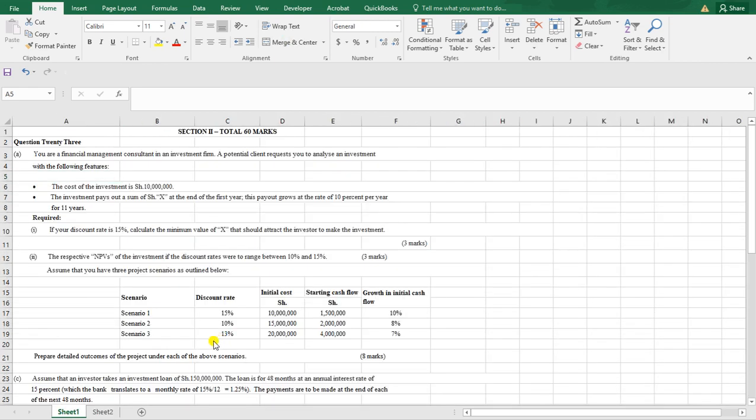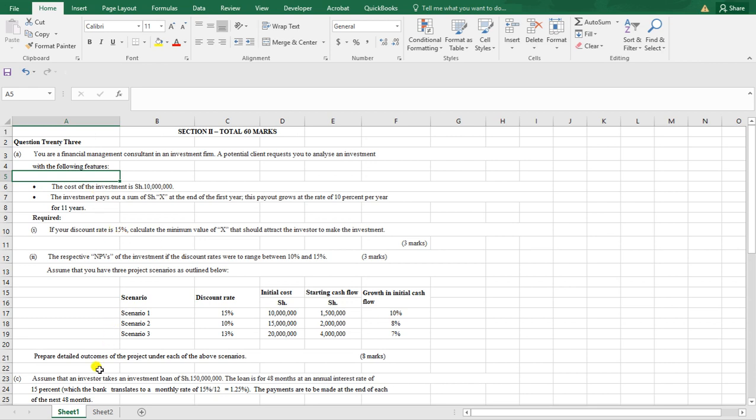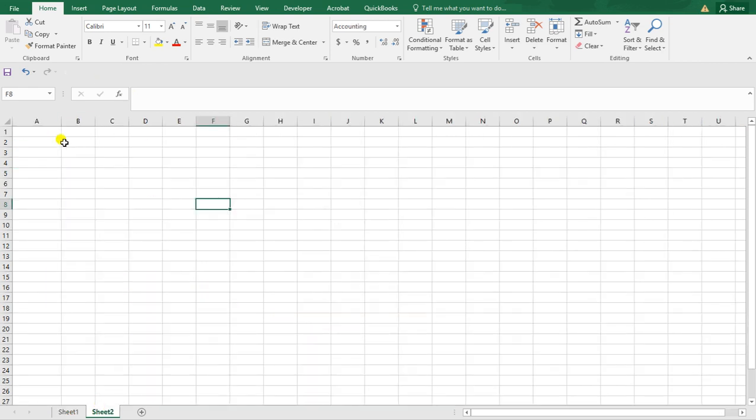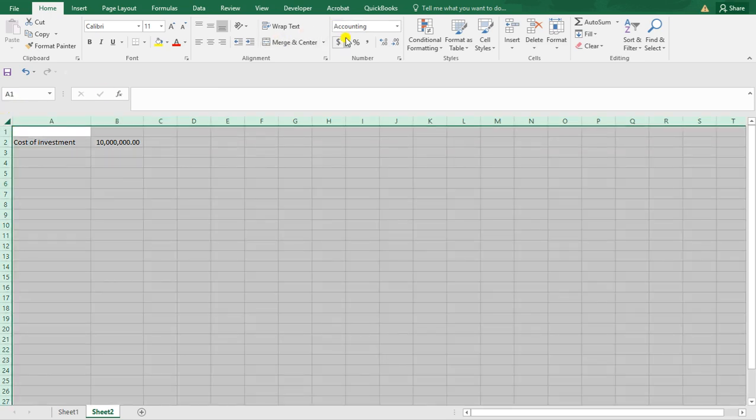So basically, I'm going to open a new sheet 2. Identifying our variables, first of all, we are having cost of investment, which is 10 million. So, cost of investment. Ideally here is what? 10 million, right? Cost of investment. Basically, we are looking at 10 million. Our figures here are in thousands.